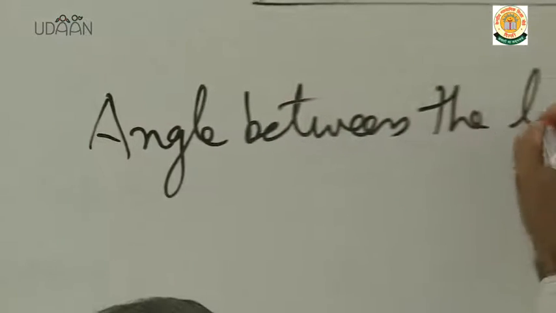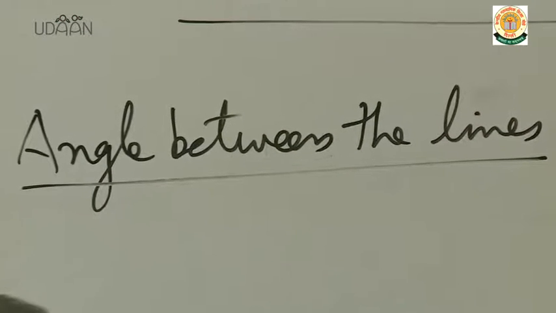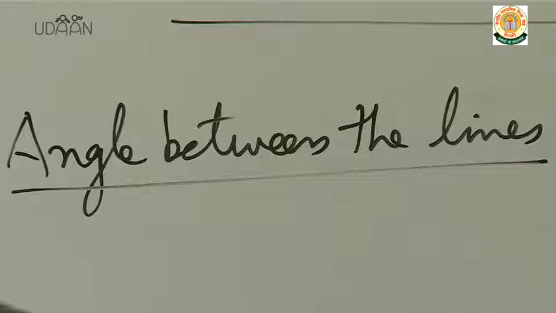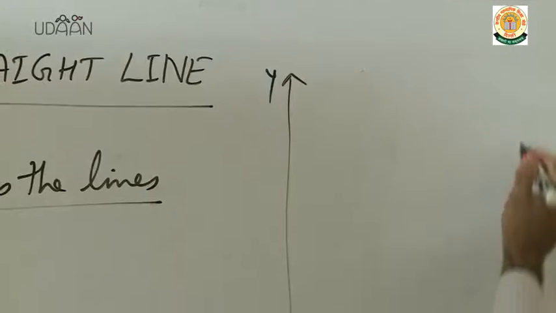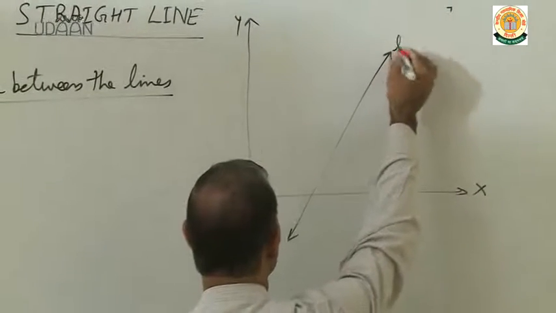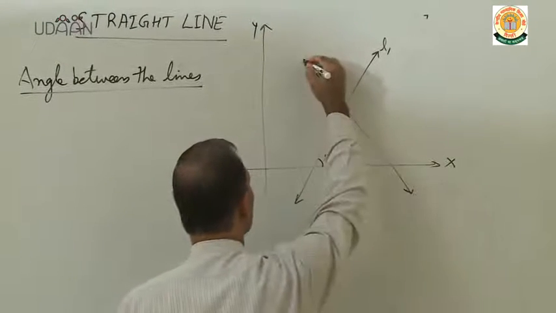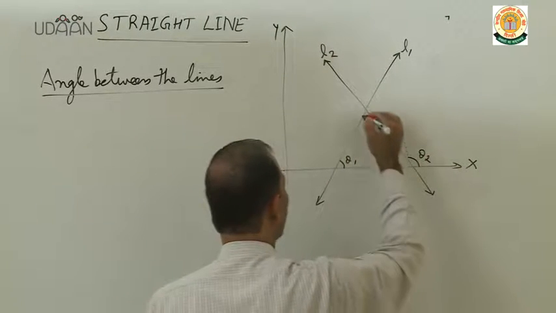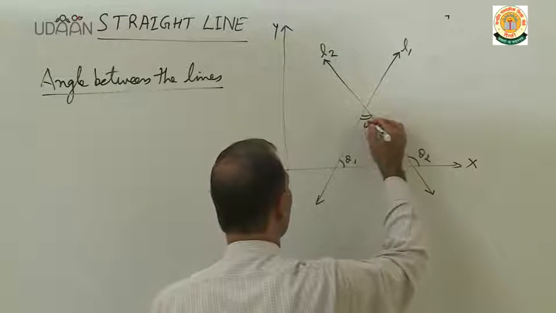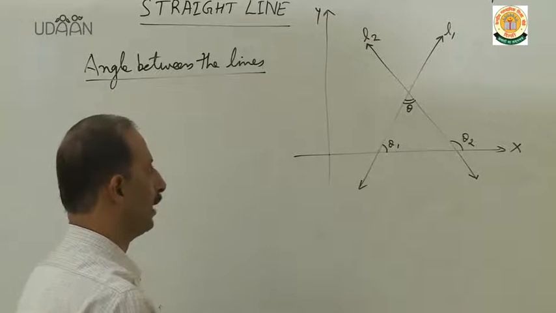How will you get the angle if the slopes of two lines are given to us? Now we have to find the angle if slopes are given. These are the two coordinate axes, x-axis and y-axis. Say this is the line L1 which makes the angle theta 1 with the positive direction of the x-axis, and this is the line L2 which makes the angle theta 2 with the x-axis, and this is the angle between the two lines. We have to find the angle between the two lines.